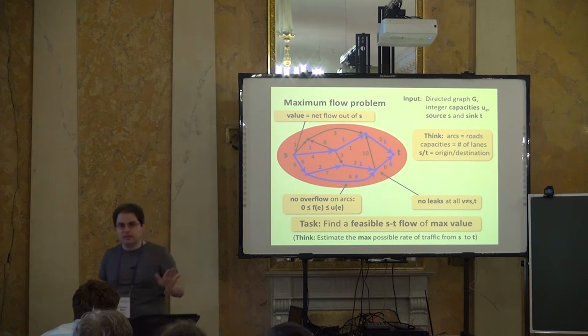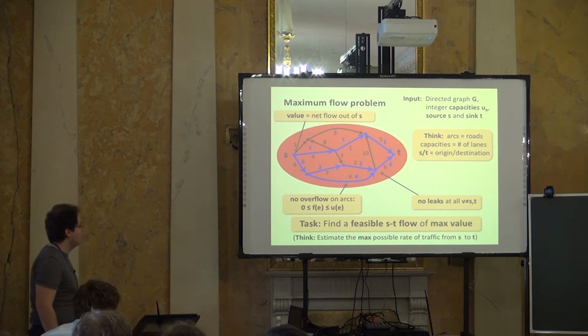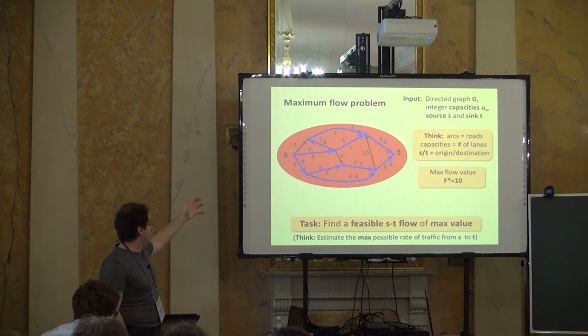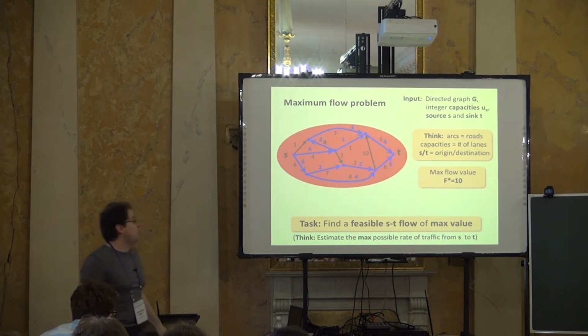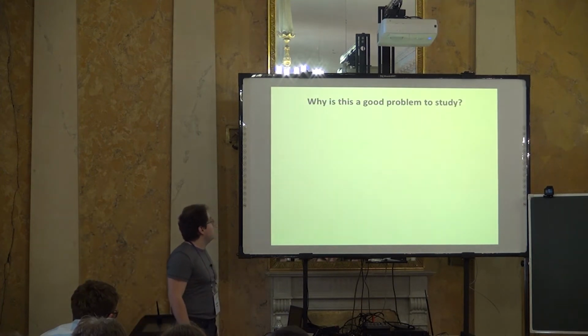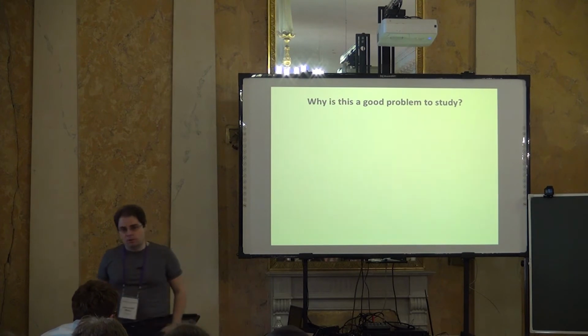I hope this is not the first time you see it. It's quite a well-known problem, I hope. And here we have a value of 7. This is actually not the max flow. And here is the way to do it more optimally, to actually get the value of 10.